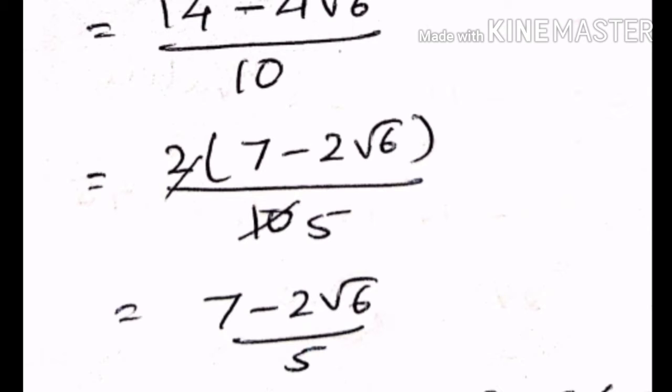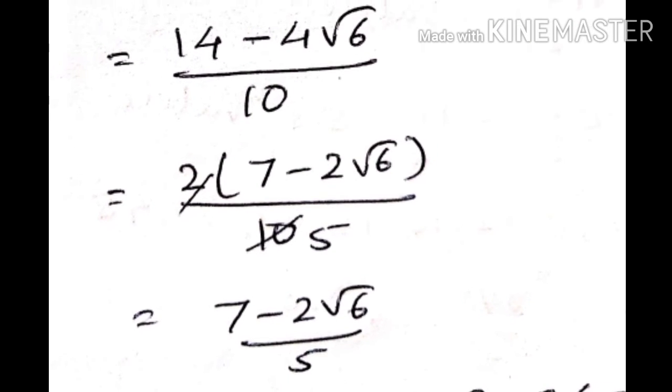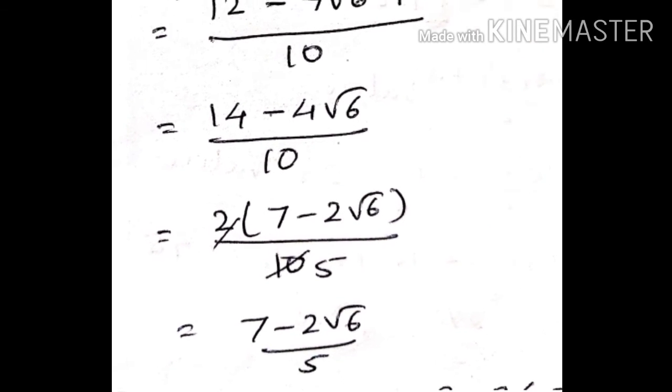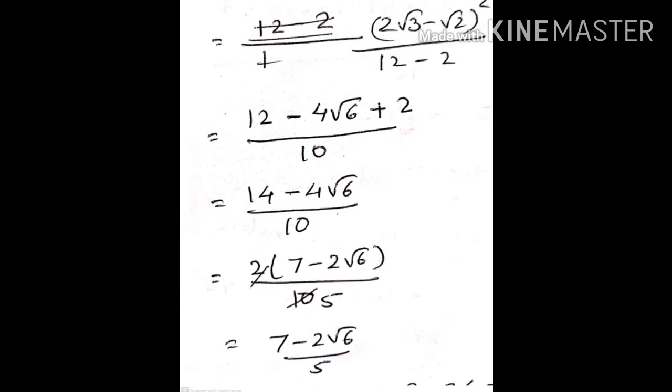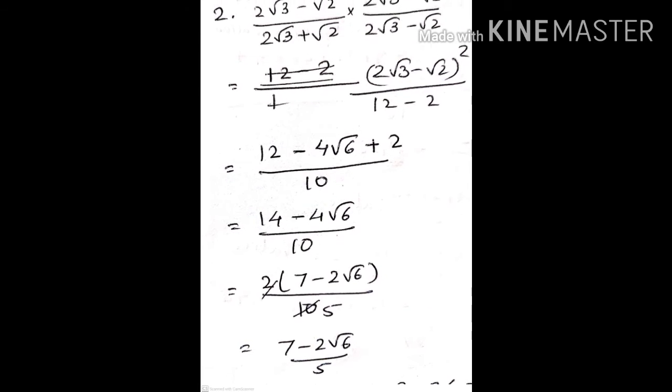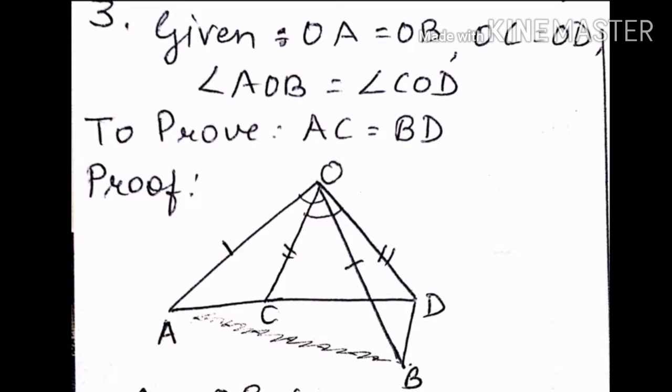Now question number 3 is like a prove-that question of a triangle in which you are given OA, OB is equal and OC, OD is equal. Angles are also given equal, you can see in the figure. So we want to prove the two sides AC and BD equal. So according to the question, here I have written the given part which is before the 'prove that' words, and the to-prove part is after the 'prove that' words.